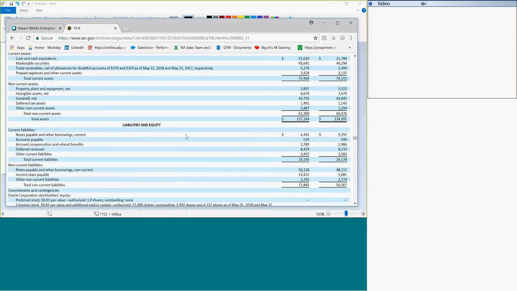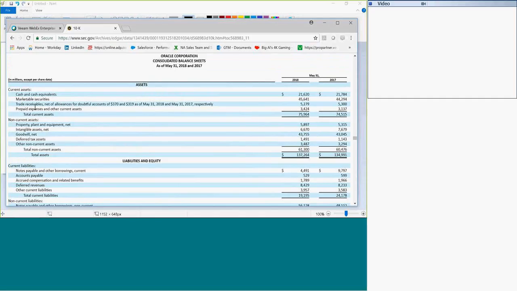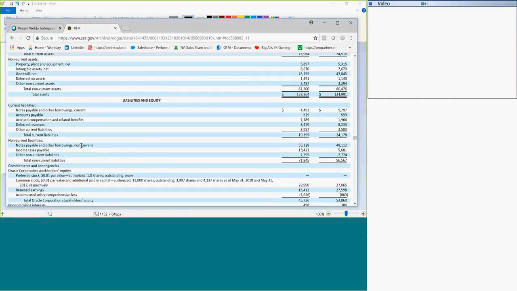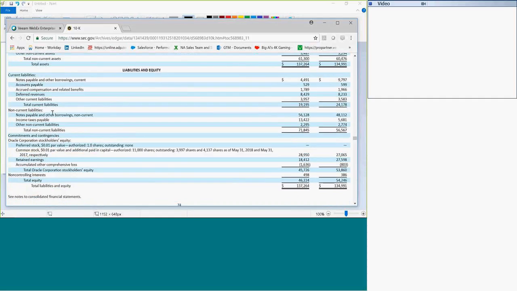You'll see that the assets are broken down between current assets here, which is 75,964. I'm referring to 18 numbers here. Non-current assets or long-term assets, which is 613. You'll also see down here the total current liabilities and total non-current liabilities. And then this bottom section is equity.